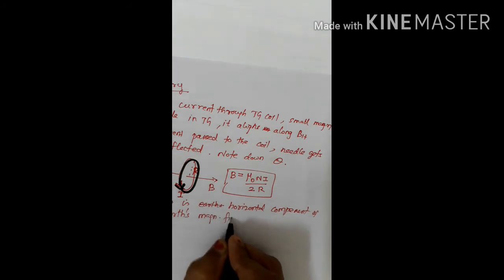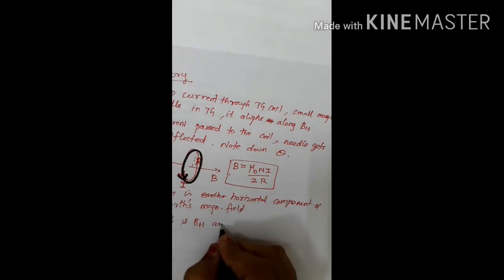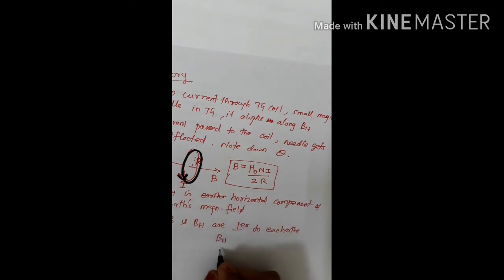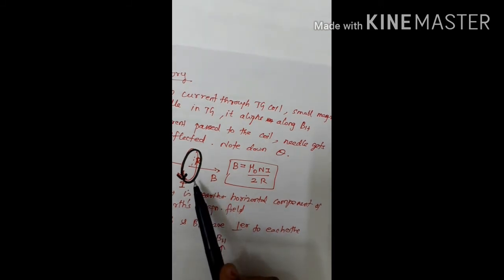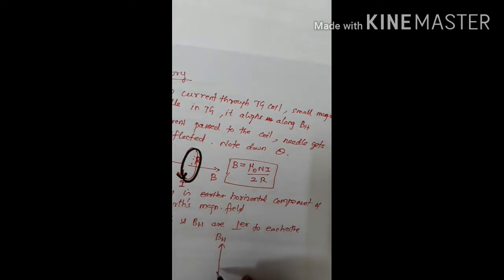Earth's magnetic field. This B and BH are perpendicular to each other. How? You know that BH is along the north-south direction, right, children? You have to arrange the TG coil in the magnetic meridian. That is, you have to place this coil in the north-south direction. Then only you have to pass current. So this B is the magnetic field produced by the circular coil carrying current.